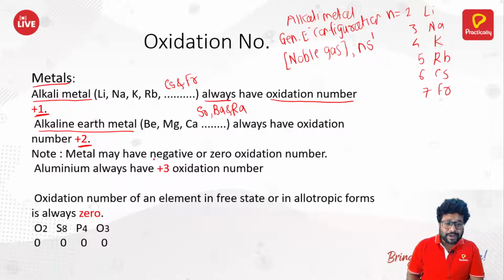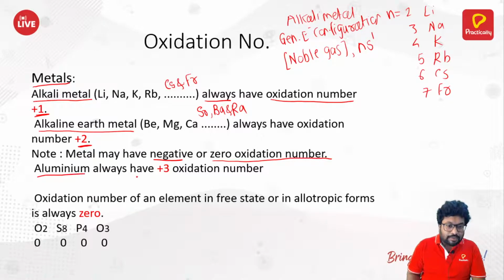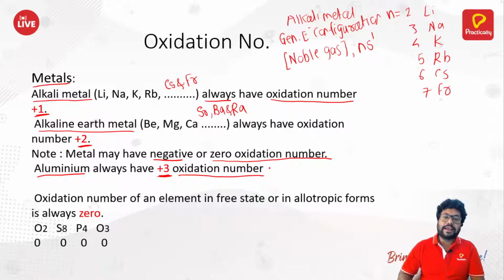That is why they always show +2 oxidation number. See, metals might have negative or 0 oxidation number. Now, I don't need to tell you that metals can have a 0 oxidation number because that is the oxidation number shown by every other element. Okay, but metal can show negative oxidation number also. We will see when the numerical or the example comes from that reference. Aluminium always has +3 oxidation number. Remember this point. Aluminium does not show any other oxidation number other than +3.